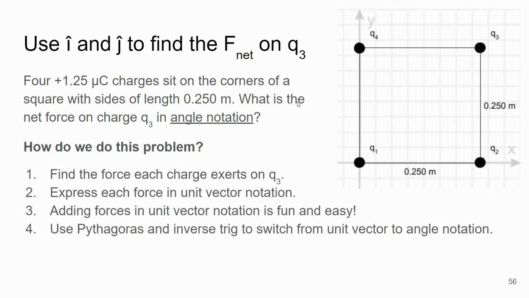First, we're going to find the force that each one of the charges exerts on Q3. Then we're going to express it in unit vector notation, so i hats and j hats. Then we're going to add them up, and adding forces in unit vector notation is fun and easy. And then finally, we're going to use Pythagoras and inverse trig to switch from unit vector notation to angle notation. So the gist of this is, when you're adding things up, add them up in unit vector notation. And then if you need your final answer in angle notation like we need here, then you do a step 0, basically. You use Pythagoras and inverse trig to figure out the angle of the thing.